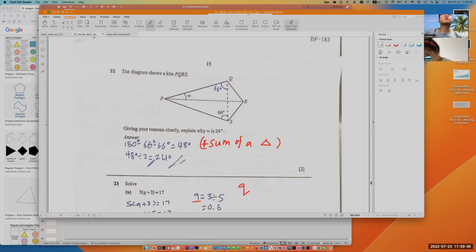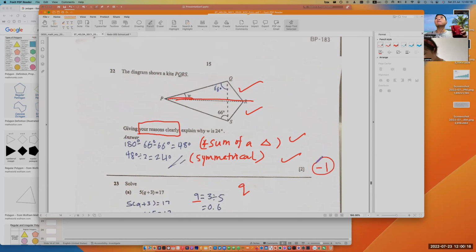Why 48 divided by 2? Because over here. Okay, yeah. Because a kite is symmetrical. You know symmetrical, right? Symmetrical means you split into half. This one is the same as this one. So you need to give your reasons clearly. So you must give your reasons. No reason, penalize 1 mark.